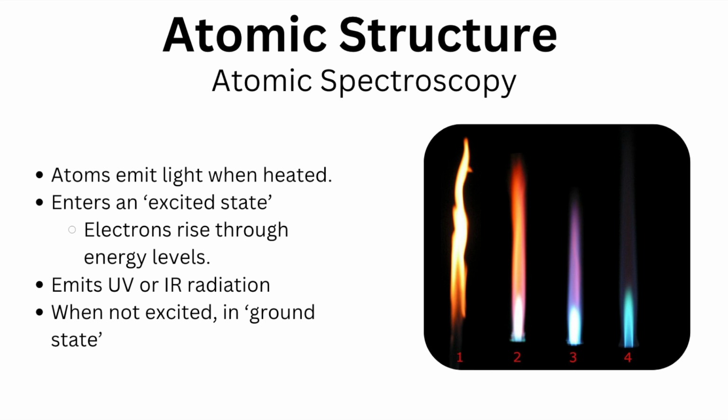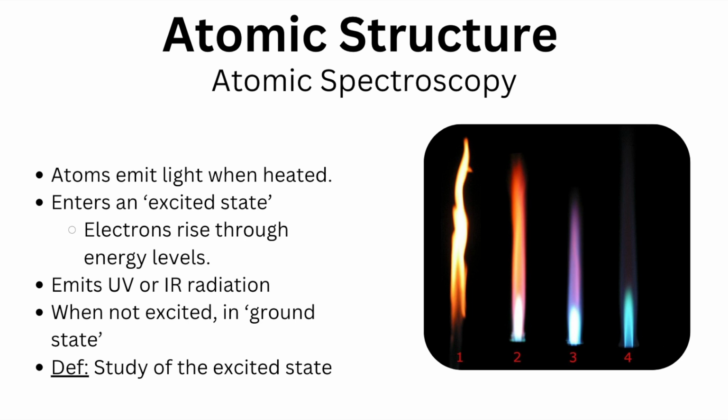Atomic spectroscopy. Atoms themselves don't emit light, but can do so if given extra energy. If heated to over 1500 degrees Celsius, electrons get excited and rise to higher energy levels, causing the emission of either ultraviolet or infrared radiation. This is called the excited state. And the ground state is when there is no energy, and spectroscopy is the study of this light emission.